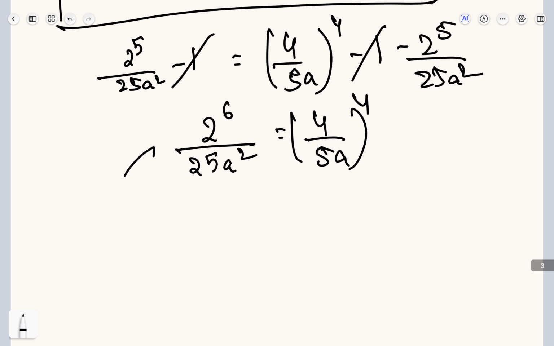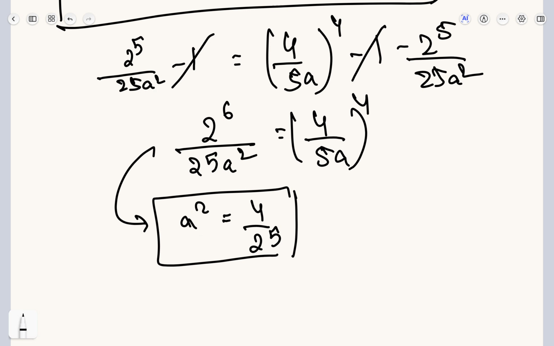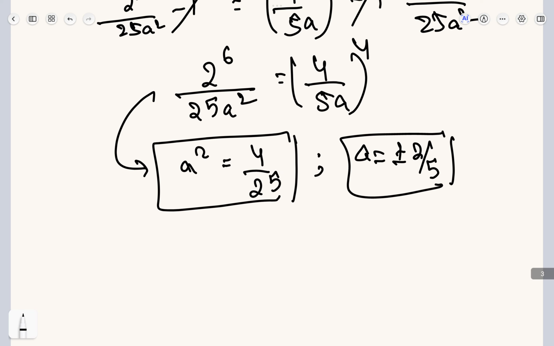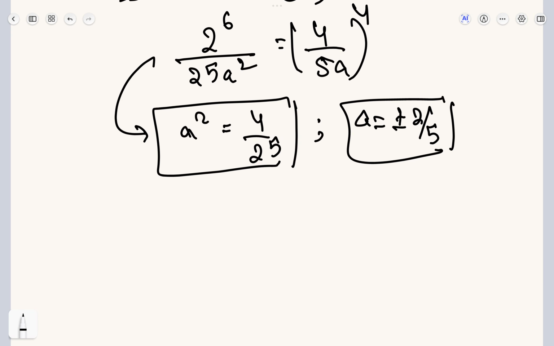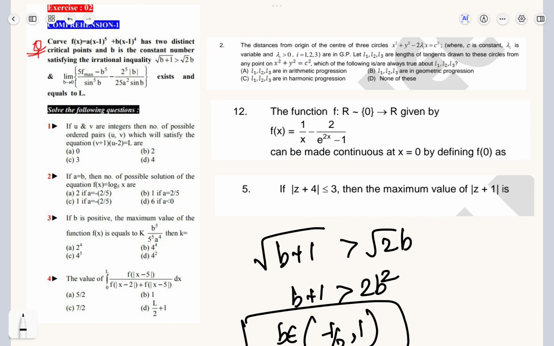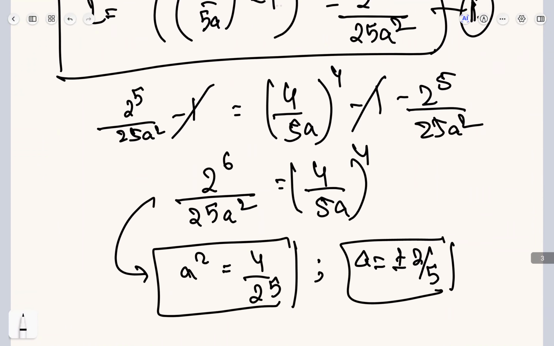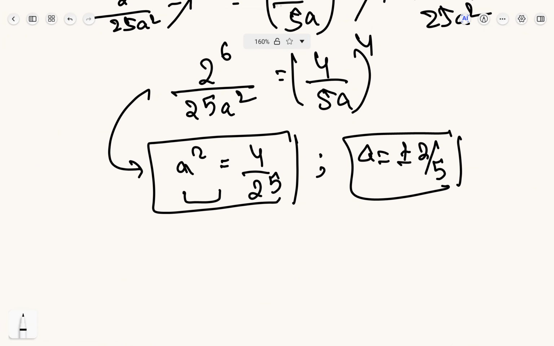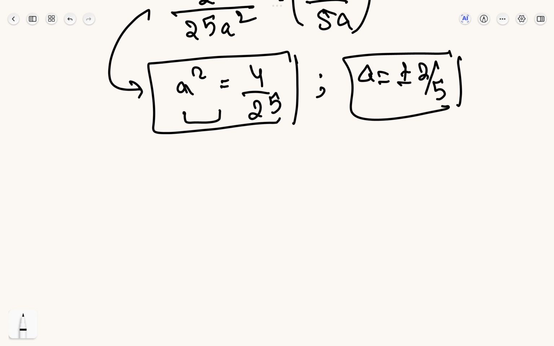Yeah. So when you solve this, you would get a square is equal to 4 by 25, and you can find the value of a, which is not trivial here. Okay. So now we have the value of a square. Now I'll put this value in and find L, and then we can proceed to start solving the actual question.